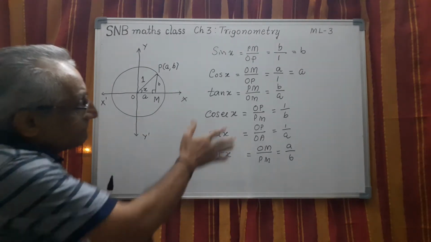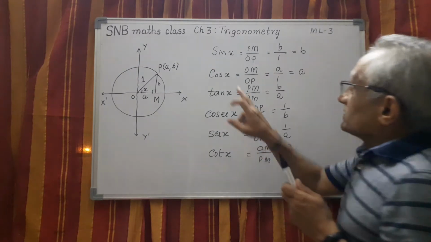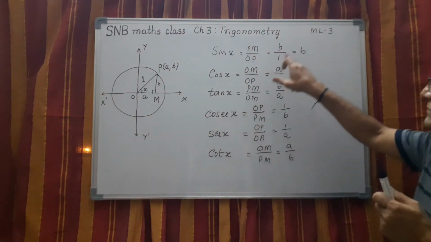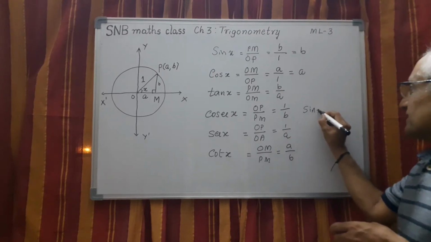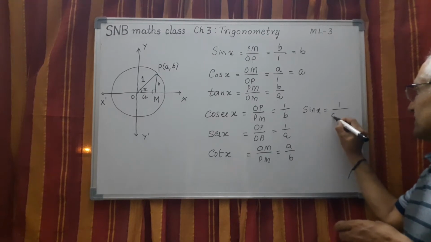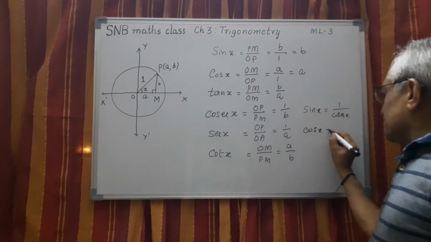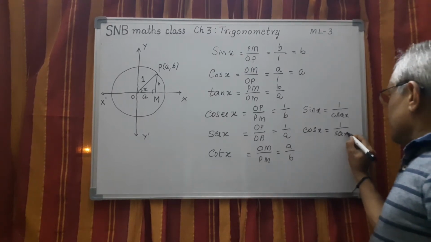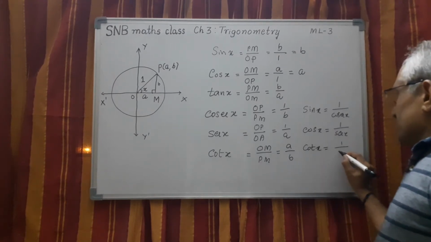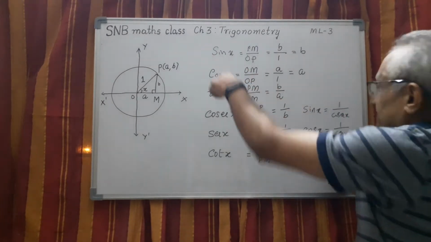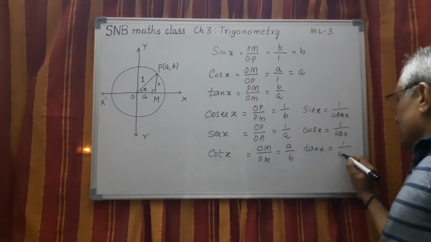Now, of course, with the help of this definition, there are many interesting things which we can discuss. For example, you see, sin x and cosecant x, one is B, another one is 1 by B. So definitely sin x is same as 1 by cosec x. So this is the relation. Similarly, cos x is same as 1 by secant x. And similarly, cot x is same as 1 by tan x, but let me take tan x equal to 1 by cot x.